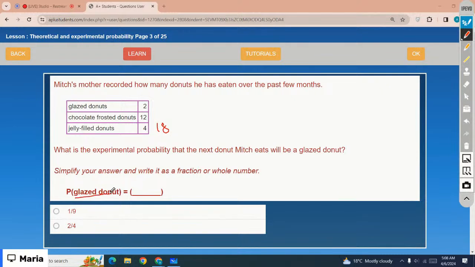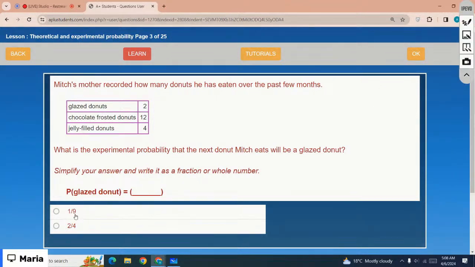You have to calculate the probability of glazed donuts. Only 2 of them are glazed, so 2 out of 18, that equals 1 out of 9. Option number 1 is the correct option. The correct option is 1 by 9.